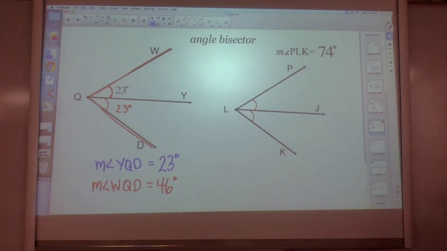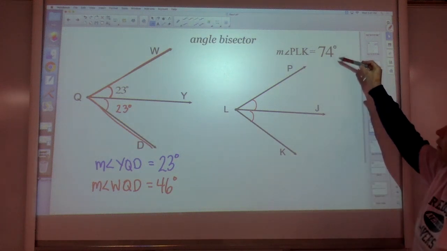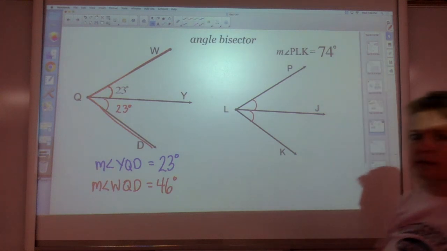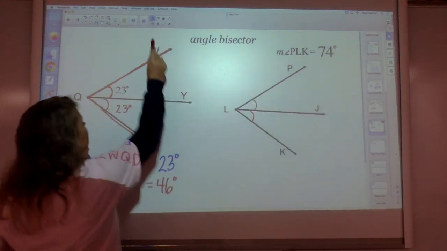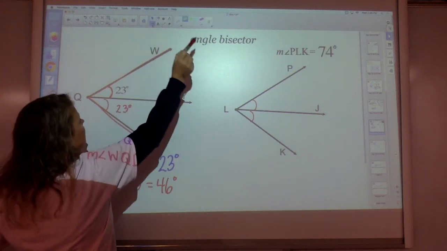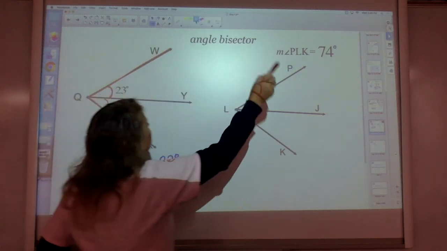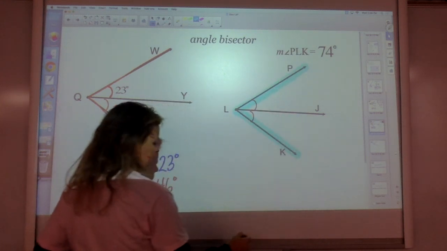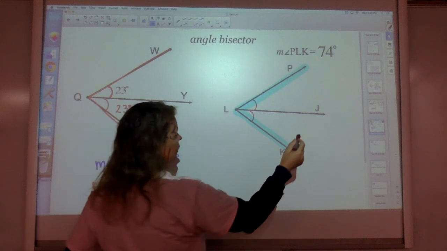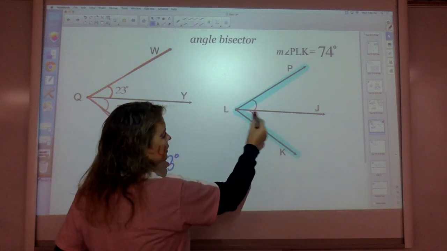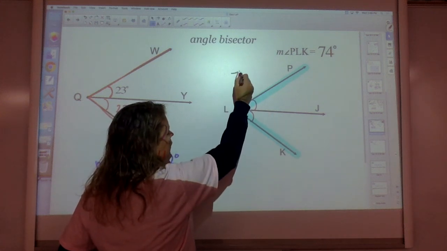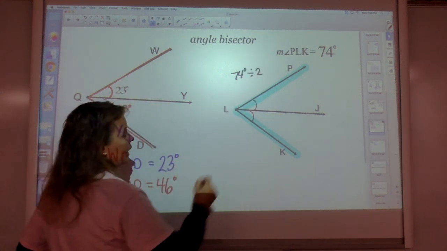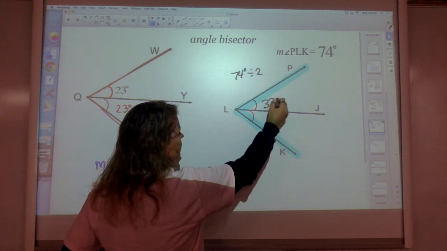Draw the second one if you haven't yet. Take a look at the label up here. It says the measure of angle PLK. Measure of angle PLK is 74 degrees. If I highlight that, I'll go blue this time. PLK. The whole entire thing is 74 degrees. That means this bisector cut that in half. If I take 74 degrees and cut it in half, I'm going to get 37 degrees for each one of them.